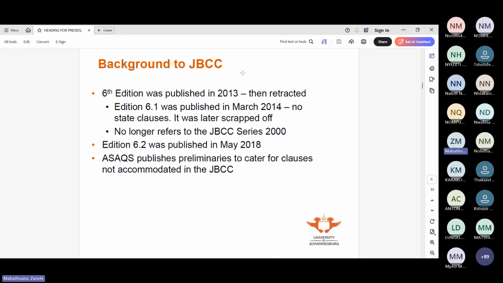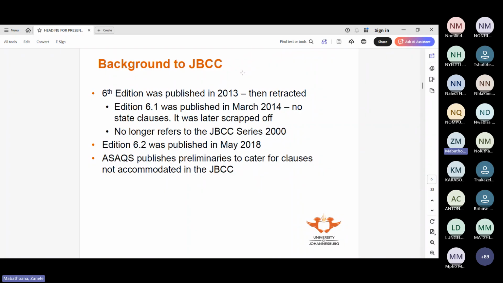It was published in March 2014. It didn't have state clauses as well. This one, the industry rejected. The industry was not happy about it. So the JBCC scrapped it altogether. I think there was a lot that happened there. I think the JBCC CEO even resigned. You know, it was a huge, monumental mess. 6.1 was later scrapped, and you won't even find a copy of it if you never got it before. So when you go into JBCC documents, it's not there.